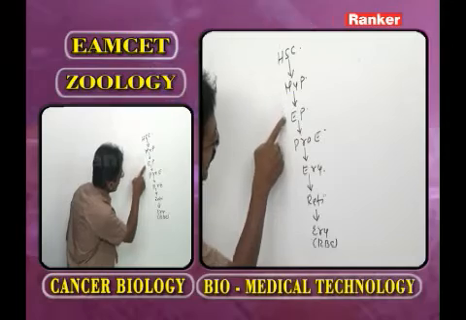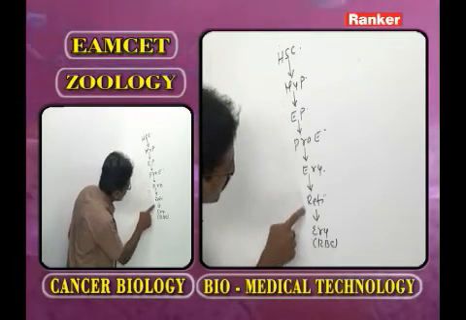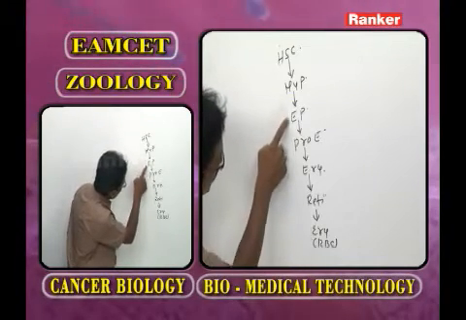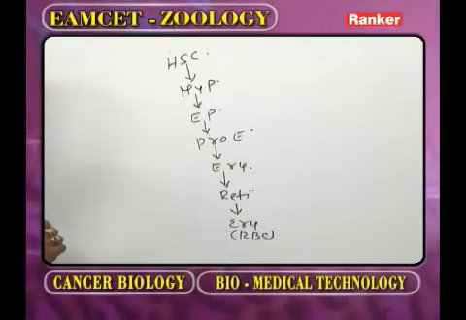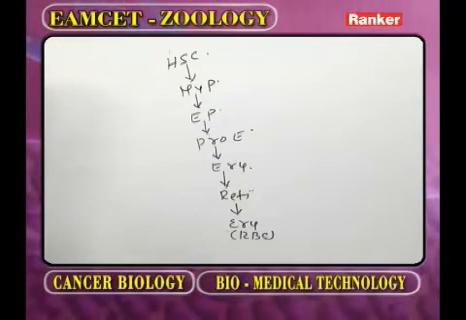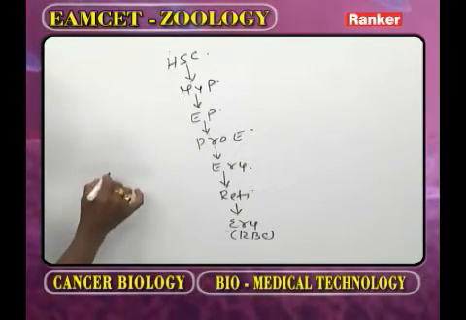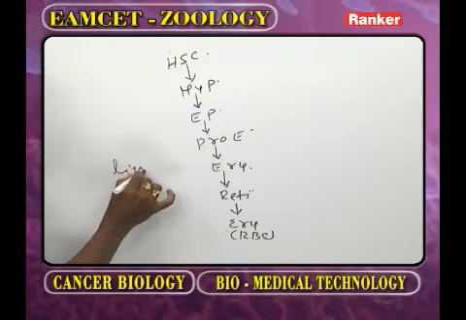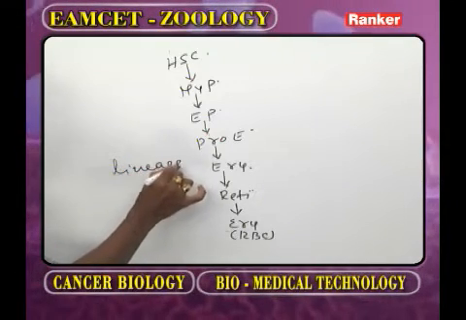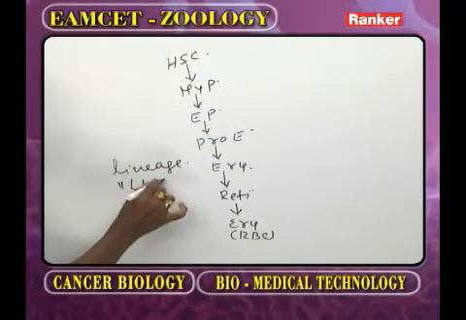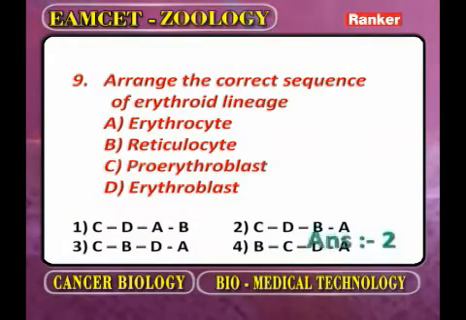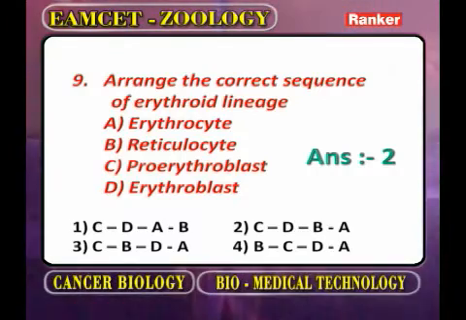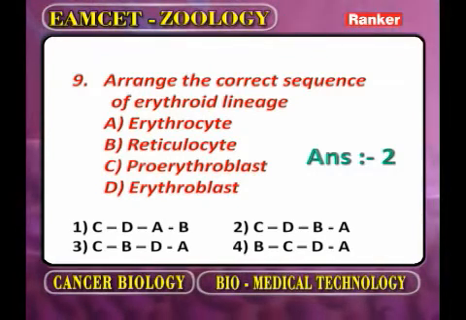Now, as we observe, the development of RBC takes place in one line. If the development takes place in one line, that is technically called the lineage. What is meant by lineage? The development takes place in one line. Now the answer is. Now we go for the next one.